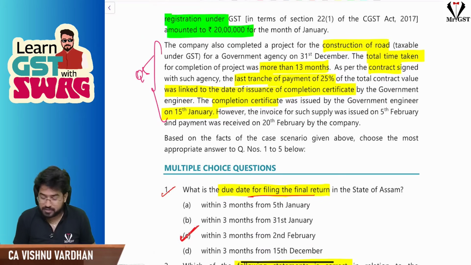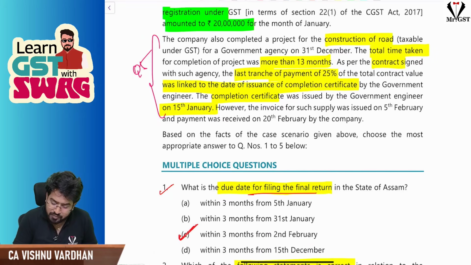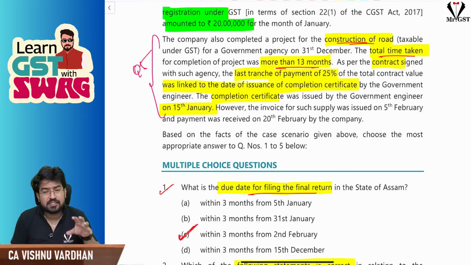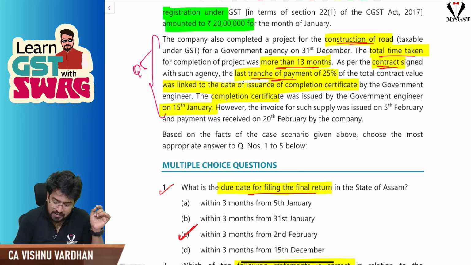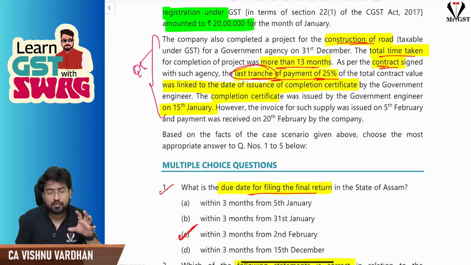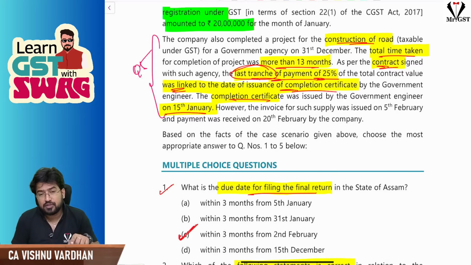Now, coming to the last question here. This is regarding construction of a road. They have given total time taken of more than 13 months. That means this is a continuous supply of service. And also, they have said the contract is signed in such a way that the last tranche payment of 25% will be paid only when it is linked to completion of the construction and the completion certificate. So the completion certificate is issued on 15th Jan, meaning the invoice is also linked to the completion certificate. So the invoice deadline is 15th Jan.